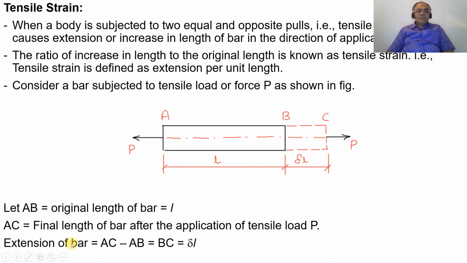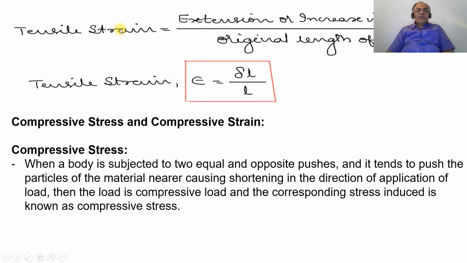So what is the extension of the bar? It is BC, which is equal to AC minus AB, which is equal to delta L. Therefore, tensile strain is equal to the extension or increase in length of the bar divided by the original length of the bar. Therefore, tensile strain epsilon will be equal to delta L by L. So this is about the tensile strain. In our next video, we will discuss compressive stress and compressive strain. Thank you.